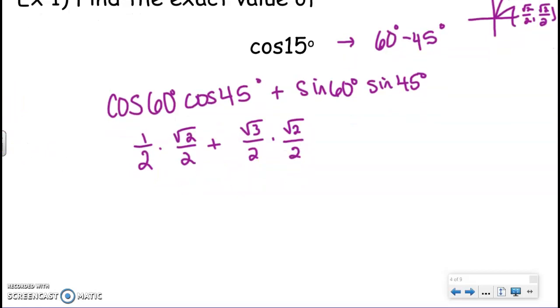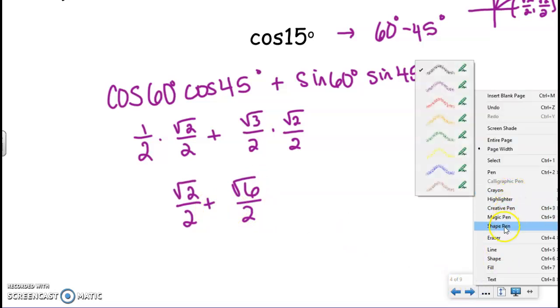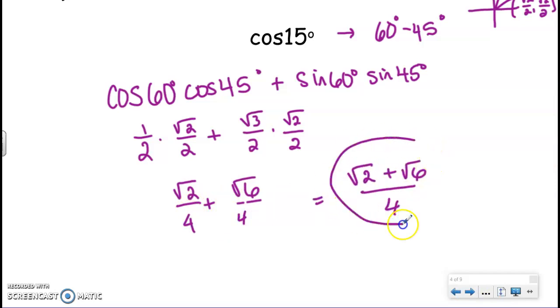It might be easier for you at this point if we do this in radian measure, just because that's what you're used to doing. But you should still know those values. We're going to simplify this. We get the square root of 2 over 2 plus the square root of 6 over 2. Sorry, let me fix that. Those are over 4. My bad. Forgot to multiply the denominators. And then I can combine those together into a fraction to get the square root of 2 plus the square root of 6 over 4. And that's it. That's all you're doing for that.